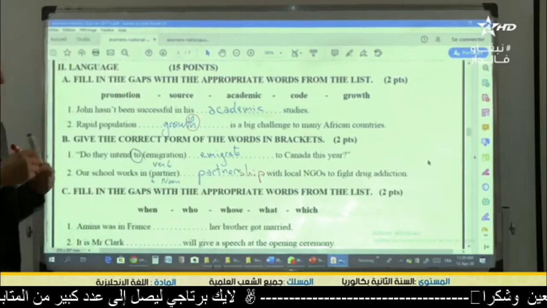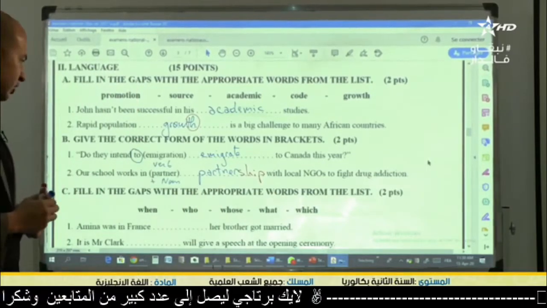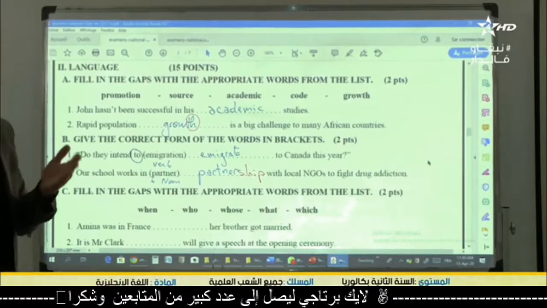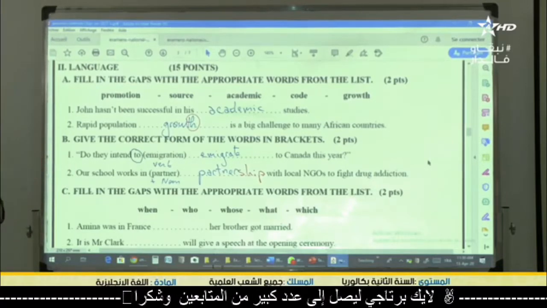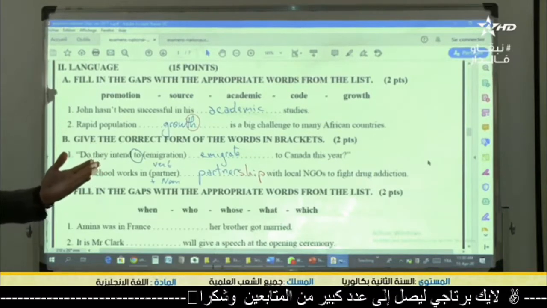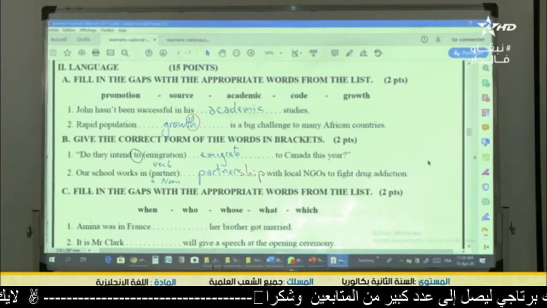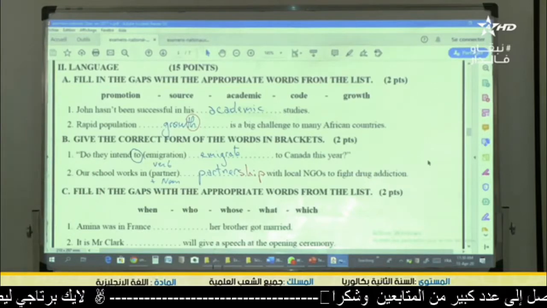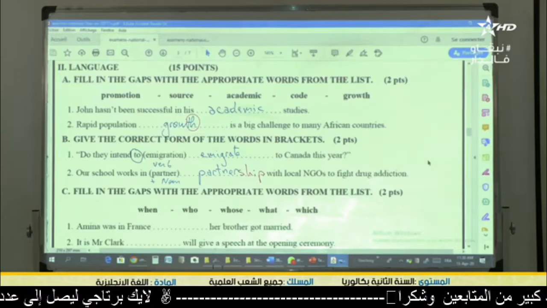In partnership with local NGOs. There are other words like you studied in our program. We have citizen and citizenship. Okay? So citizenship is another word. So partnership. That's it for B.